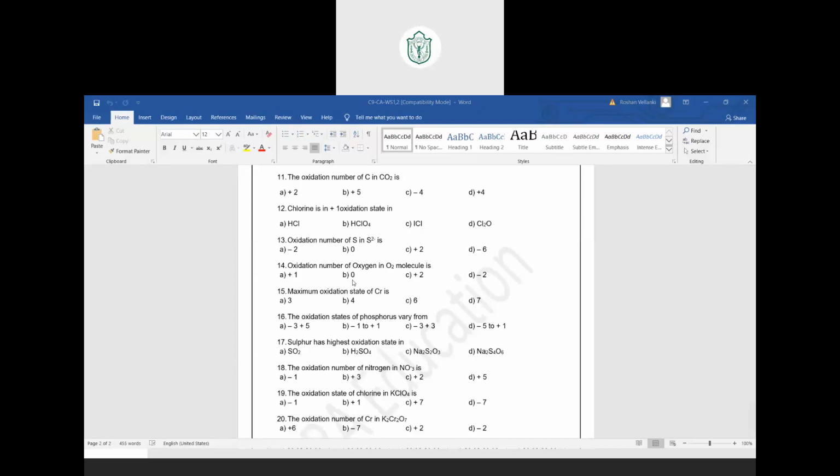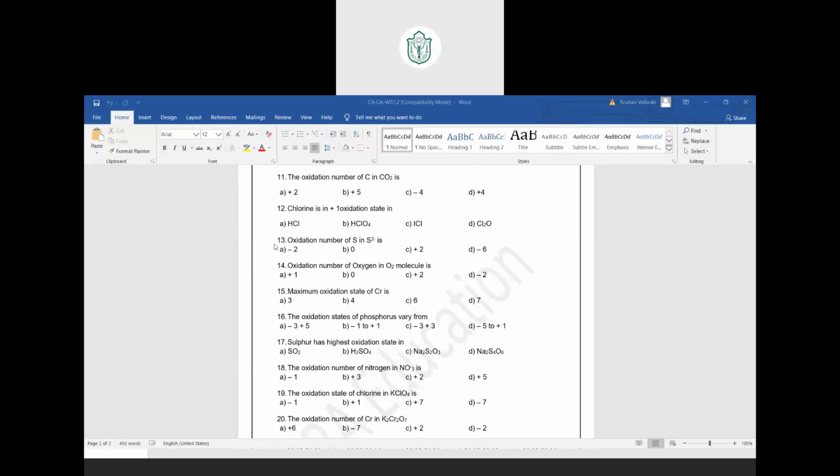Now look at the 4th option. Option D, Cl2O. We have 2 chlorine, so take 2x. We have 1 oxygen atom, so 2x minus 2 equals 0. X equals how much? 1. Plus 1 or minus 1? Plus 1, sir. So Jutika answered correct. Very good. So option D is the correct answer, guys. You need to solve all of them; all the solutions must be there in your class notes. Okay.